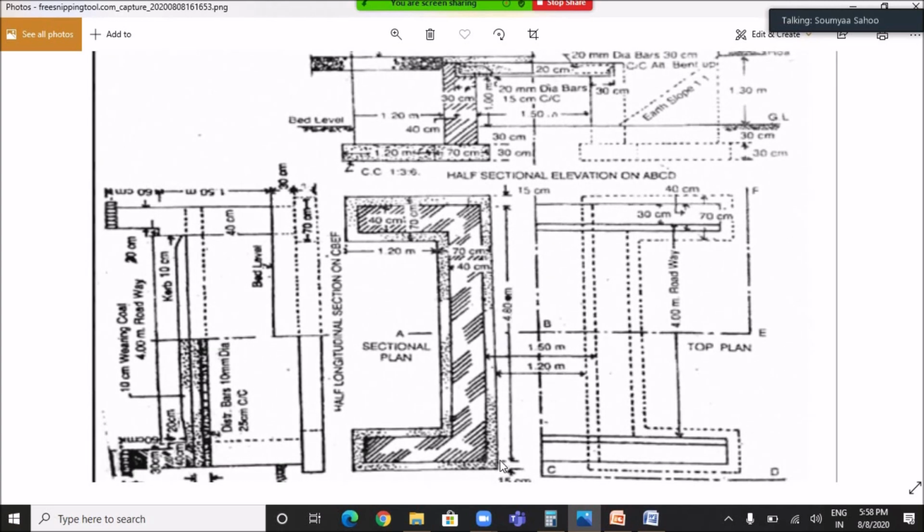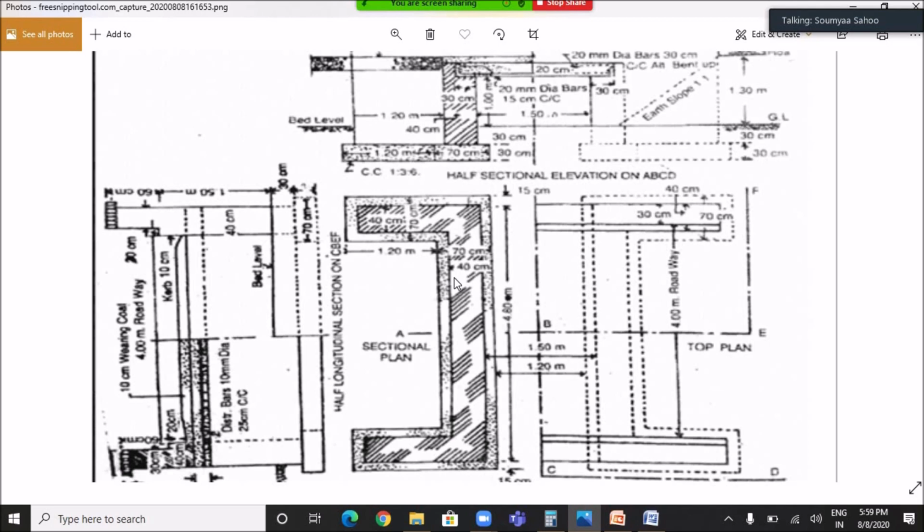So the length of abutment for which the brickwork is to be done is from this point to this point. So this is 4.8 meter. And what is the breadth of the abutment for which the brickwork is to be done? This is 40 centimeter. So brickwork is done from this point to this point. So this is 40 centimeter or 0.4 meter.